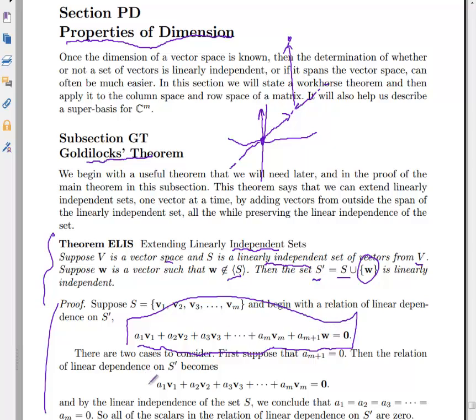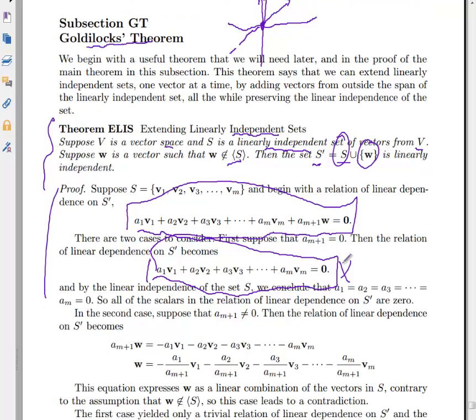In that case, what do we have? We have a linear dependence relation that doesn't involve this new vector W. But we already said that the vectors in S are linearly independent. So this can only happen if all the a's are equal to 0. There's no non-trivial linear dependence relation. So that's one possible case: it's possible that this coefficient of W is 0.